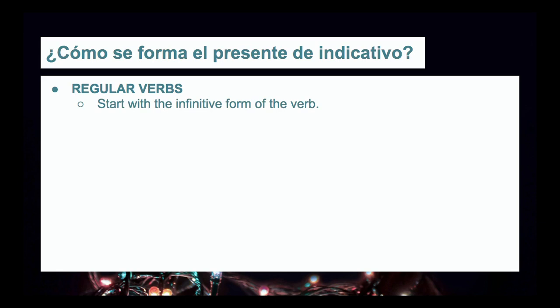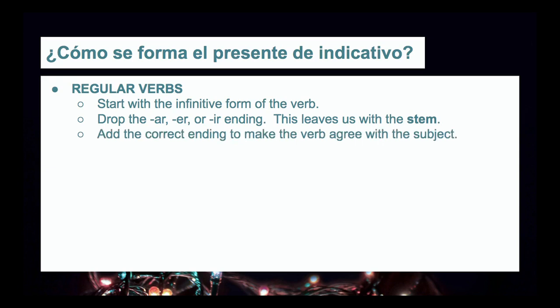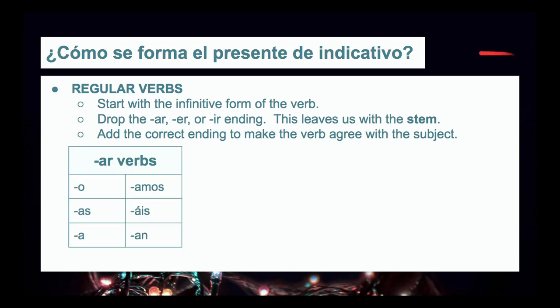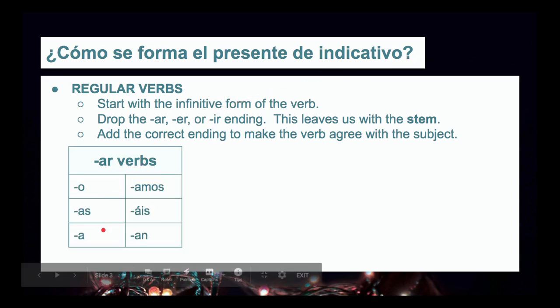We'll start with the infinitive form of the verb. From there, we'll drop the AR, ER, or IR ending. What's left of the verb is called the stem. To the stem, we'll add the correct ending from the tables below. If a verb's infinitive ends in AR, we will use these endings. O, as, a, amos, áis, an.